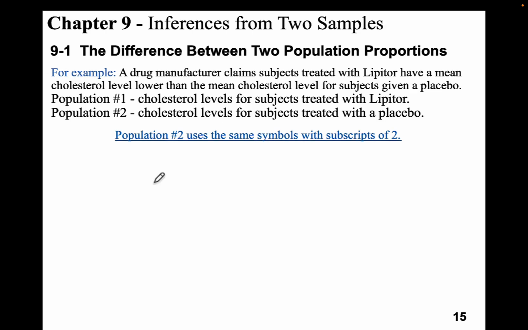Now, as far as symbols, good news. Population number 2 uses the same symbols. The only difference is you'll see subscripts now of 1 and 2. For example, you might see P hat sub 1. That would now mean sample proportion from the first population. And if you see a P hat or any symbol with a sub 2, these subscripts don't mean anything computation-wise, numerically. They're just a way of communicating to us that this value is from population number 1 and this value would be from population number 2.